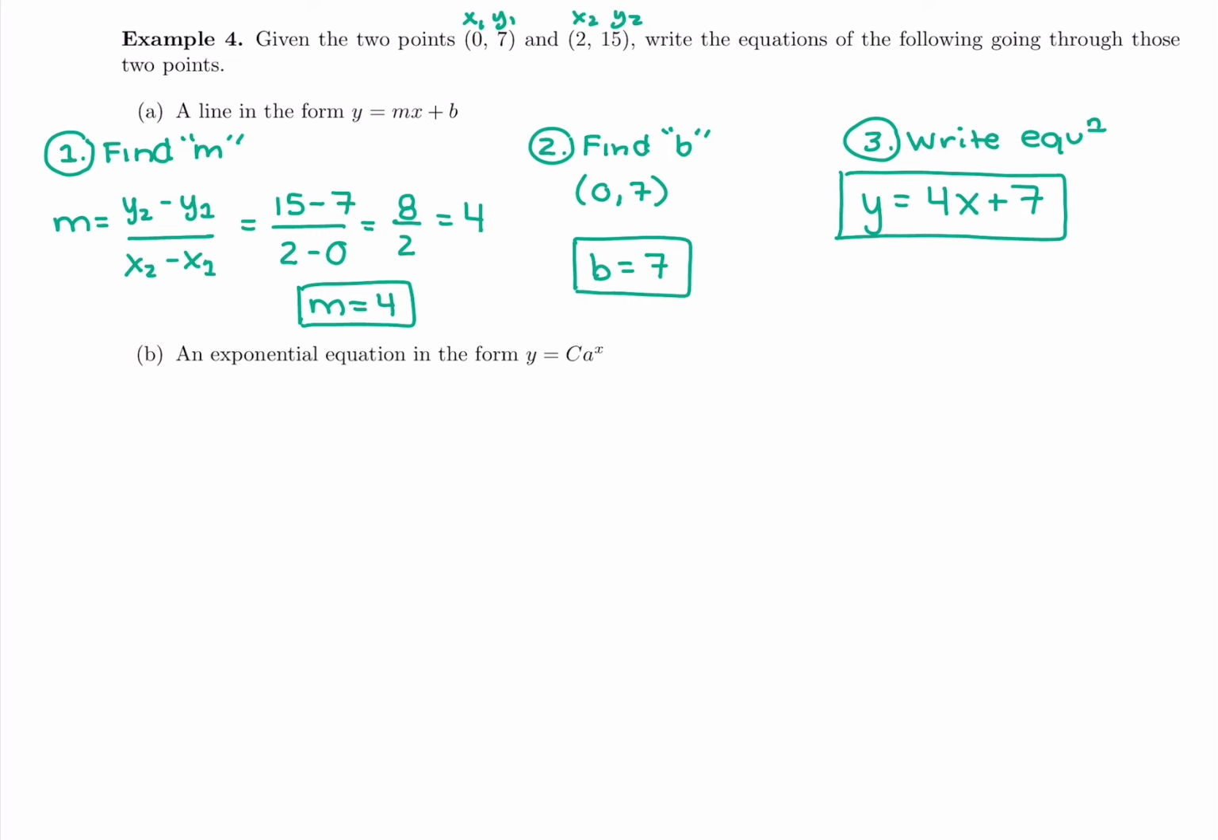For either of those points, I could plug in my x value, and I should get out the correct y value. So plug in 0 to that, you get 7. Plug in 2 to that, you get 15, so that you know you did it right.